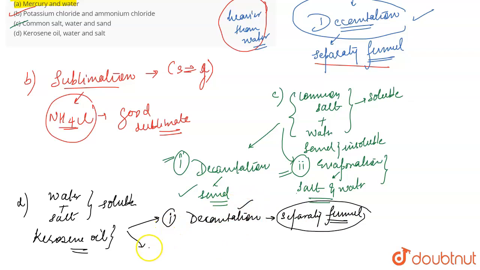And the second will be, now you have separated oil from the salt and water mixture. The next thing that you have to do is to separate salt from water, and the technique that we use is known as evaporation. The water is evaporated out and you're left only with the salt. So that's all for the question.